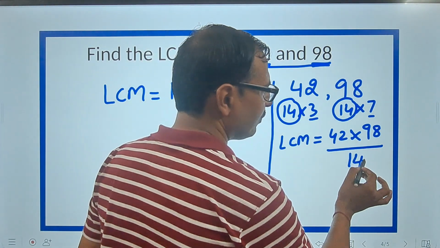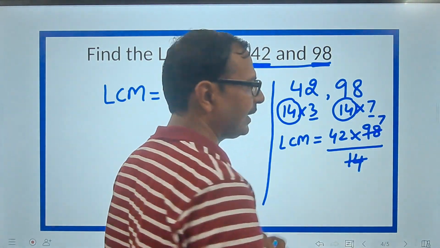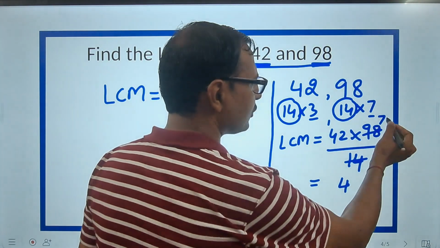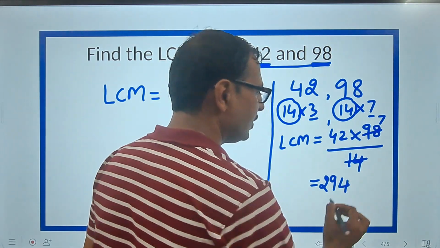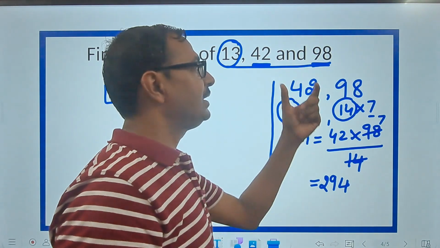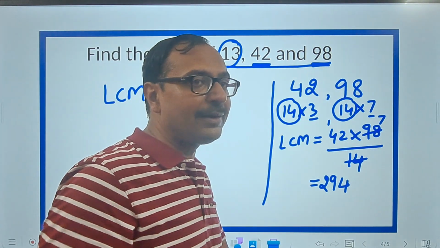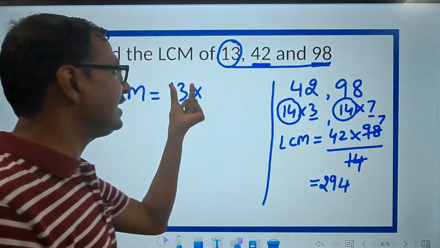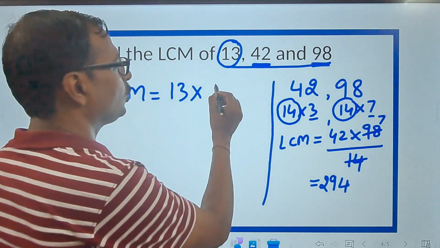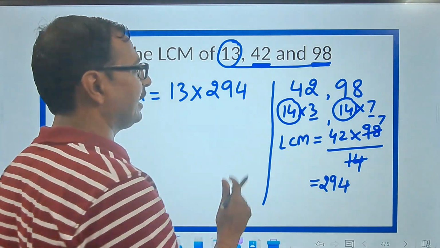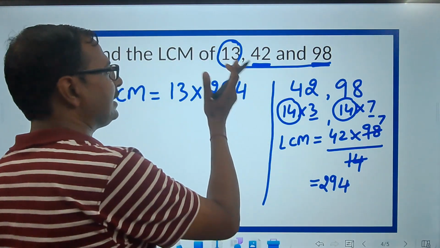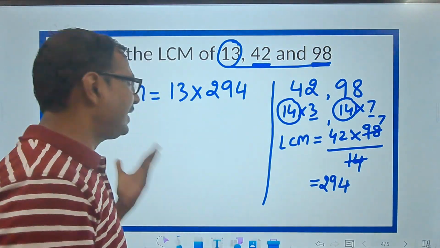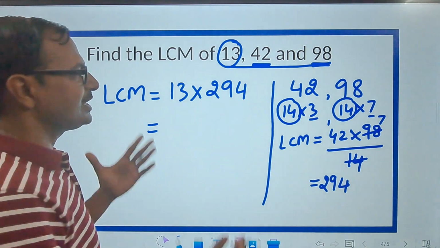And now pretty easy, see, 14 sevens are 98, and therefore you have 7 twos are 14, 7 fours are 28 and 1 is 29. So 294 happens to be the LCM of 42 and 98. And that's what I wanted. I wanted the LCM of these two numbers, because 13 is a part of the LCM. Now 294 is the other factor. And without any hesitation, if you multiply 294 and 13, you are going to get the LCM of these three numbers. Let's do it. I know the 13 times table, so it's pretty easy for me.